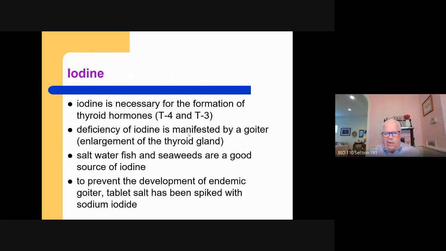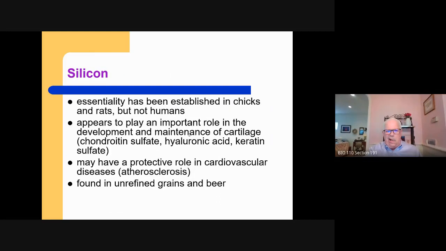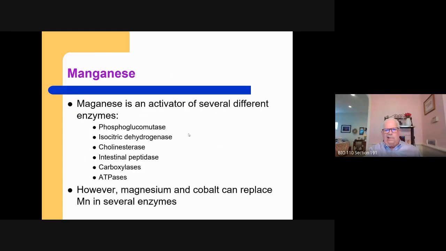And the number one sources of iodine is fish and seaweed. So if you love sushi, you got plenty of iodine. In today's world, it is added to salt. So you can buy iodized salt, which has iodine in it, to get your supplements of iodine. Okay? Silicon is basically a trace mineral that is not important. Manganese is another one that's involved in enzymes, not important.